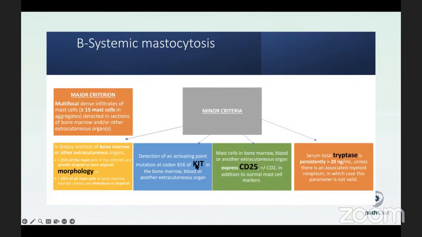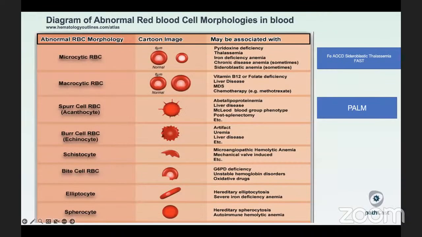KIT mutation, any KIT mutation right now is considered an abnormality. Presence of CD25 or CD2, and in the latest update they consider CD30 as well an abnormality, can be seen in neoplastic mast cells. Serum tryptase, if it's more than 20 nanograms per milliliter, is also another abnormality if it's unexplained.